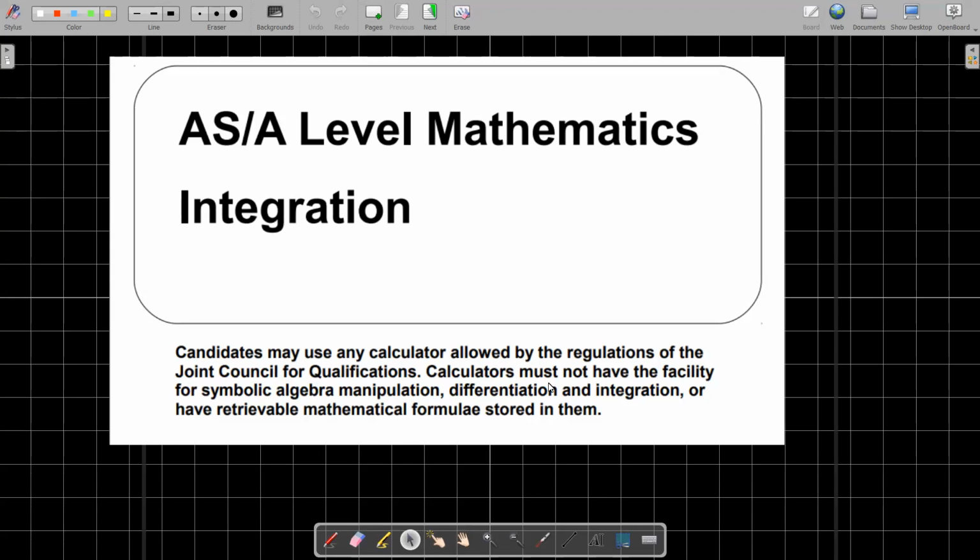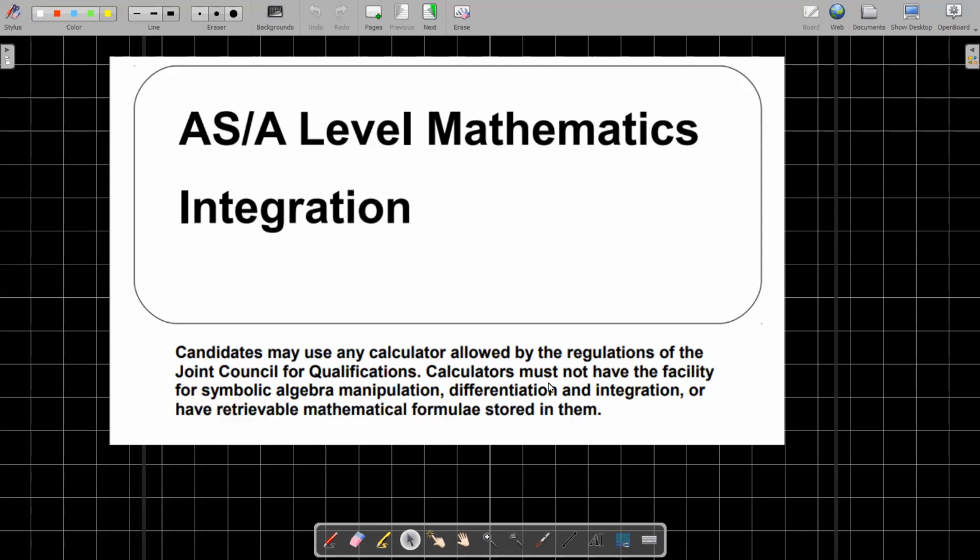All right, welcome back to our session on integration. If you recall, the last time we talked about direct integration, we have not gone deep into it, and I promised that I was going to record the videos for solving questions on AS and A-level mathematics integration. Kindly note that when you are solving questions involving integration, there are certain things that are not allowed.